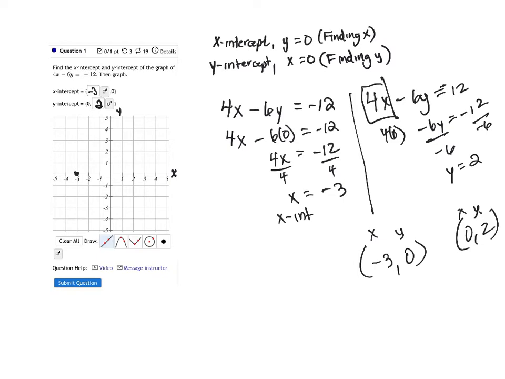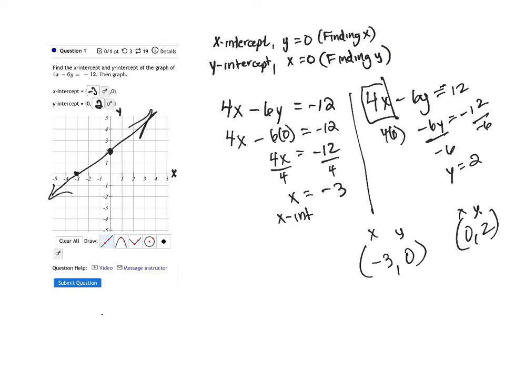If it were like negative 3, 1, it would go up 1. Negative 3, 2, it'd be right there where it goes through the 2 and the negative 3. But we're negative 3, 0. So now 0, 2, that is the y-intercept, so it's on the y-axis, and it's at 2, which is right here.